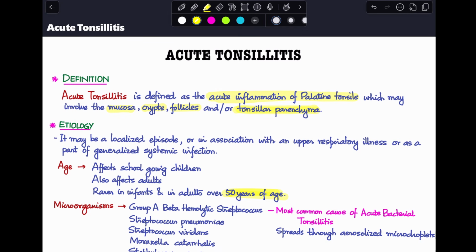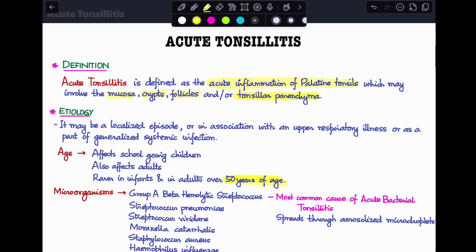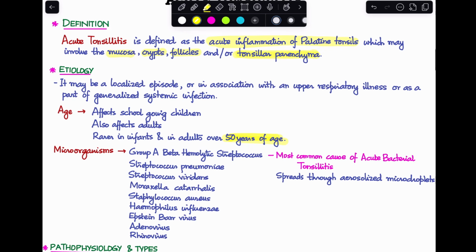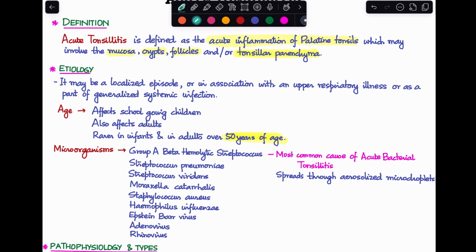Now, the most common microorganism that is involved here, and this is a very common MCQ question that you need to know about, is that the most common cause of acute bacterial tonsillitis is the group A beta hemolytic streptococcus, GABHS is what this is known as. Now, the common route of spread of infection is usually through aerosolized microdroplets.